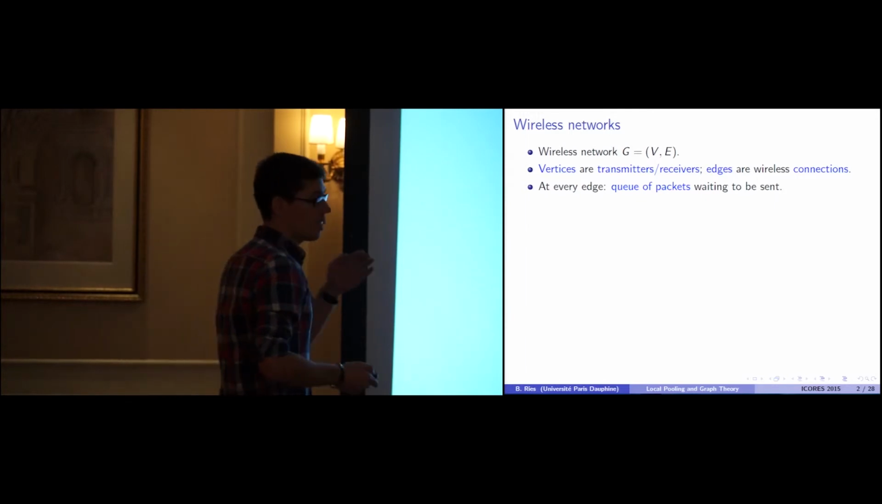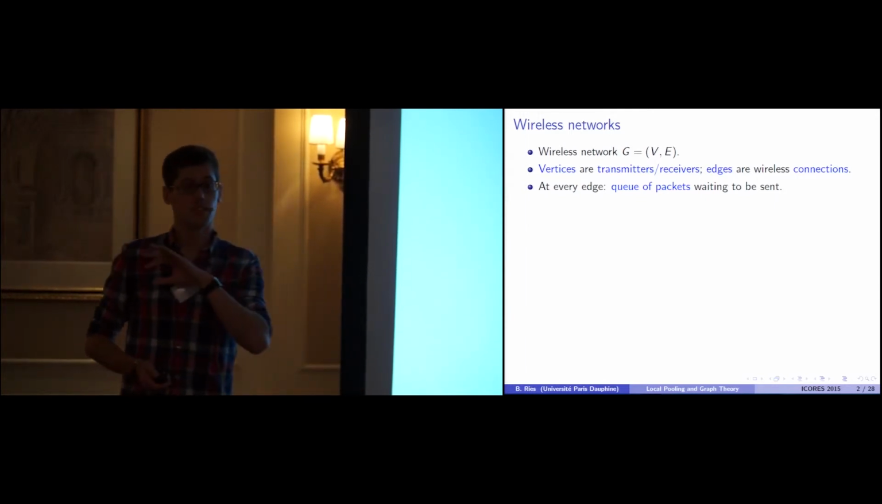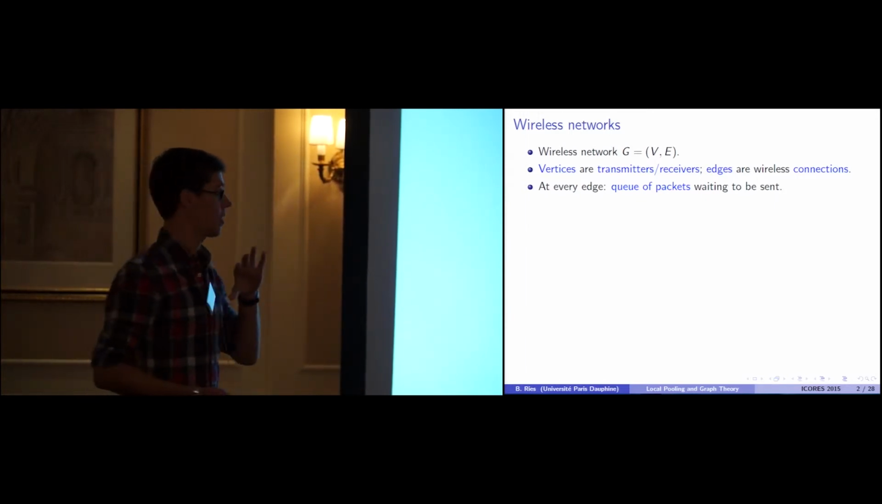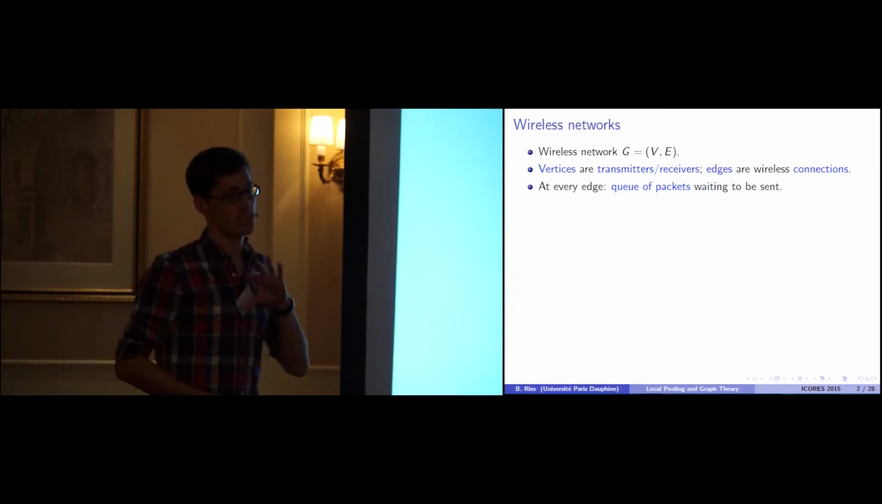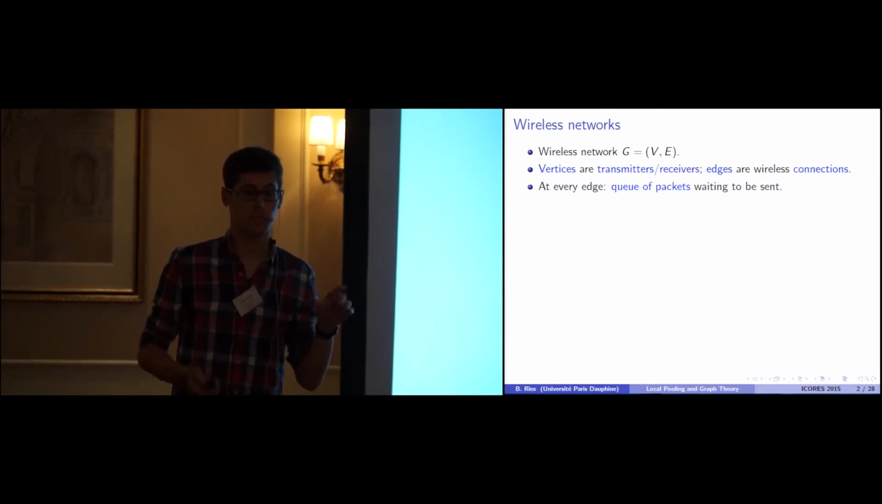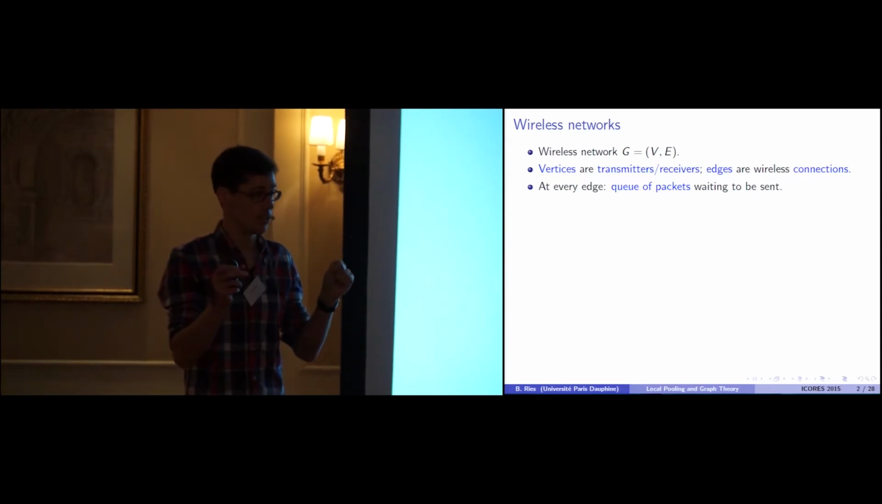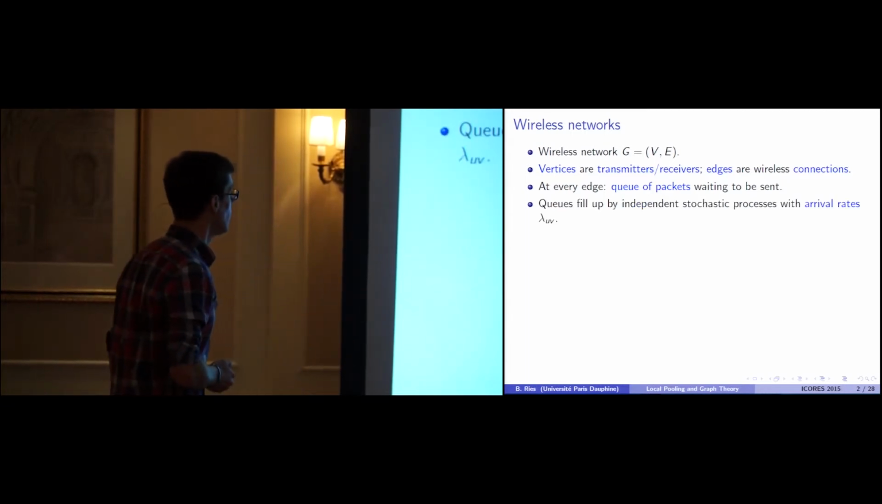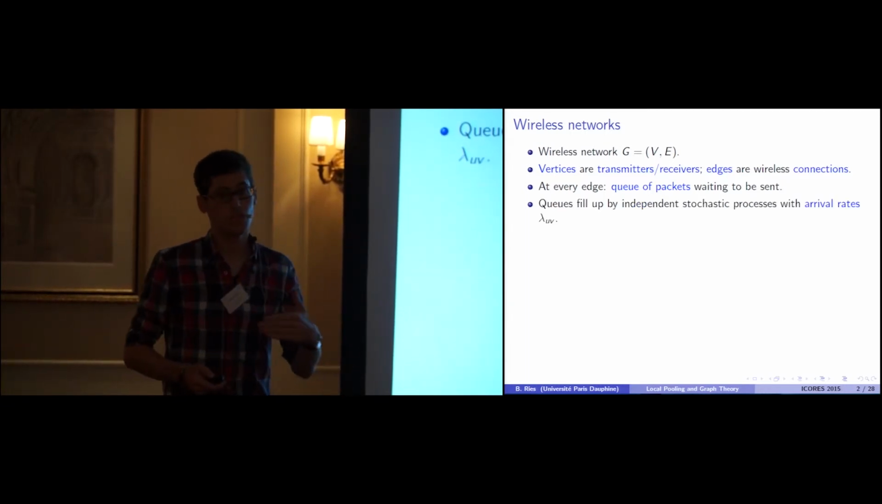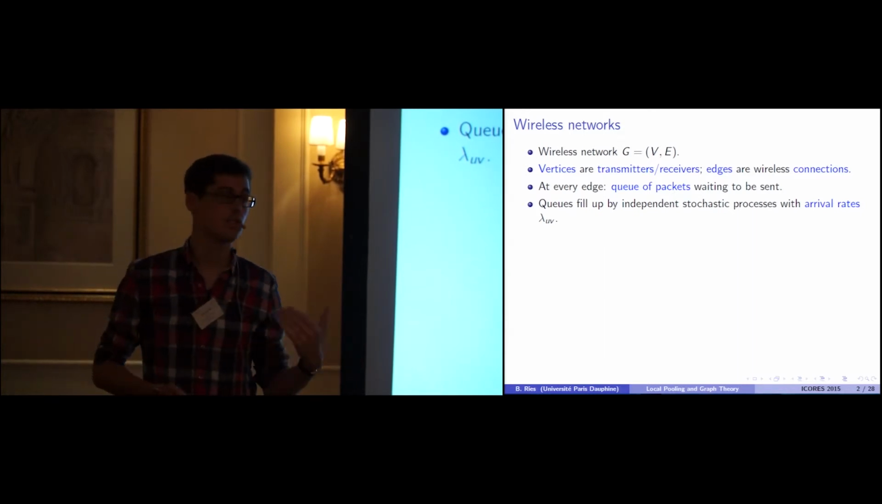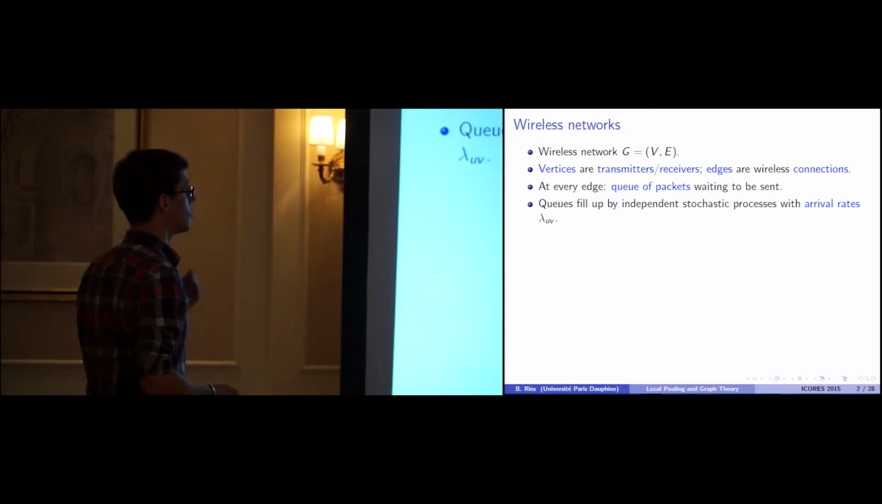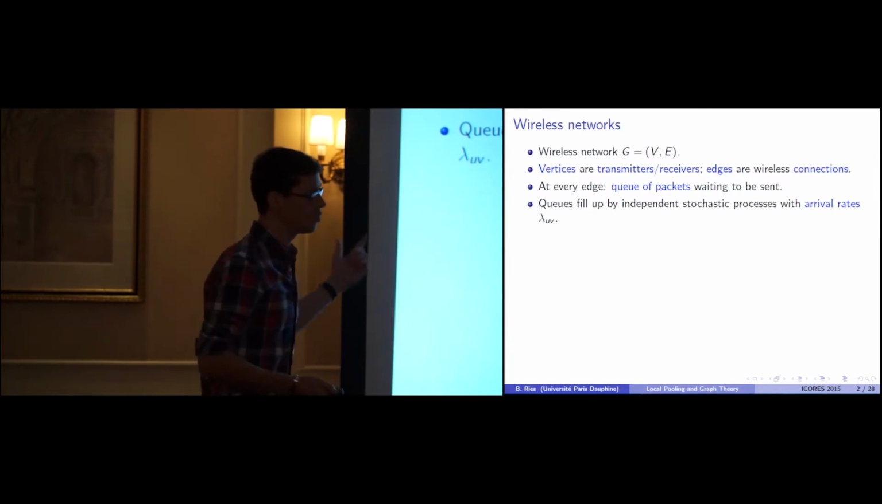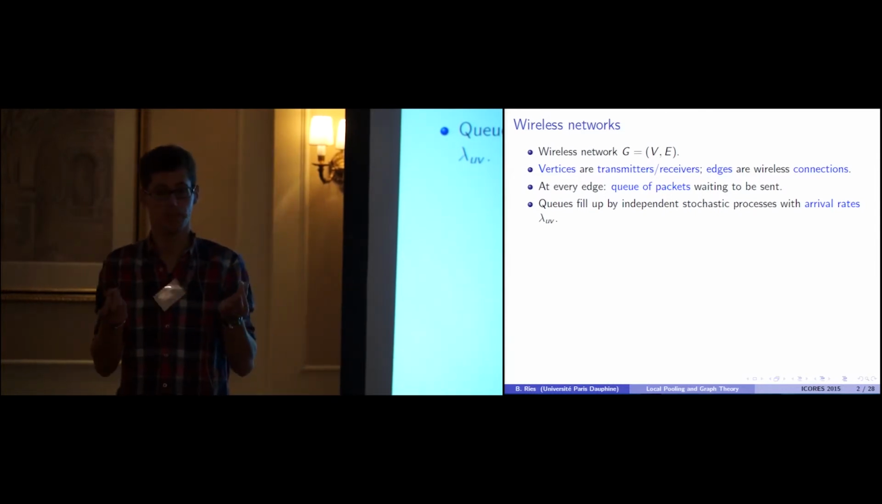We suppose that at every edge, so at every connection, we have a queue with packets that are waiting to be sent between the two users of that connection. And we also suppose that these queues fill up by independent stochastic processes with certain arrival rates. So lambda UV if you have a connection between U and V.